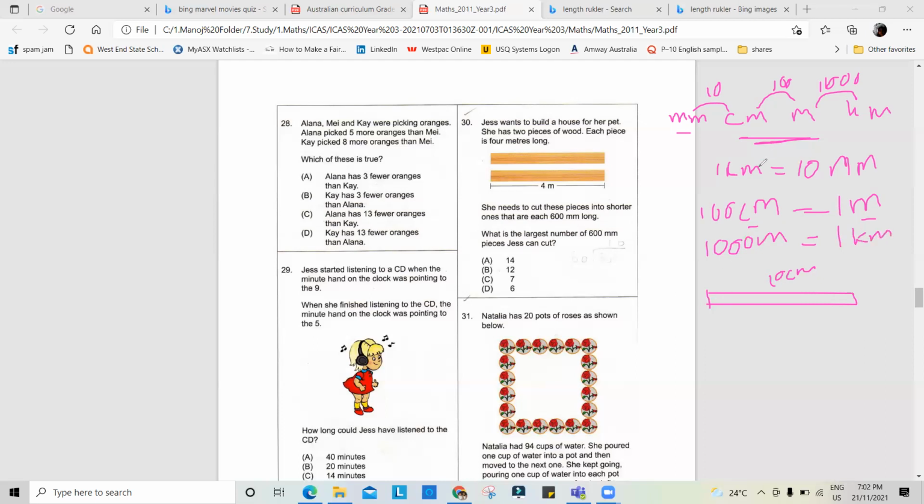Now, can you tell me what I wrote here? How many millimeters in centimeter? 1 centimeter, how many millimeters? This one. This is mm. Right? 1 centimeter equals 10 millimeters, right?